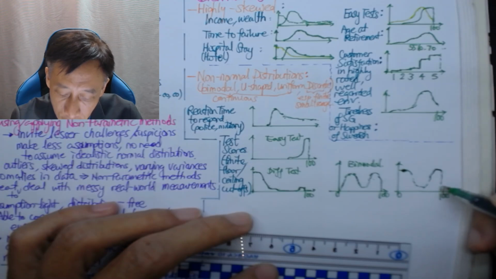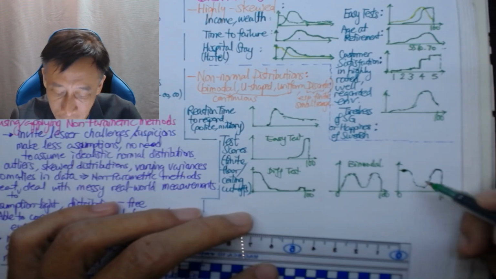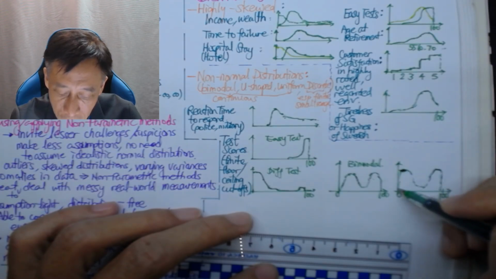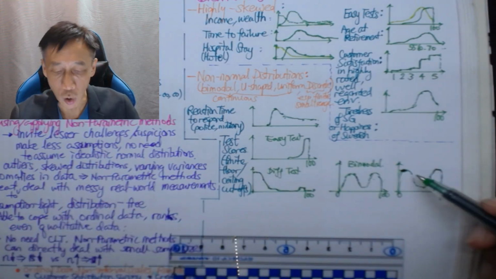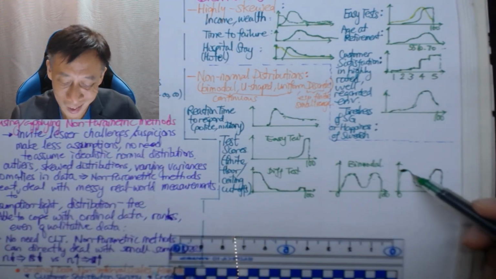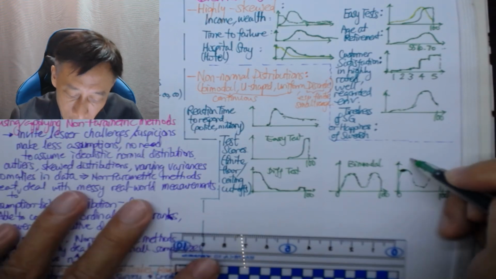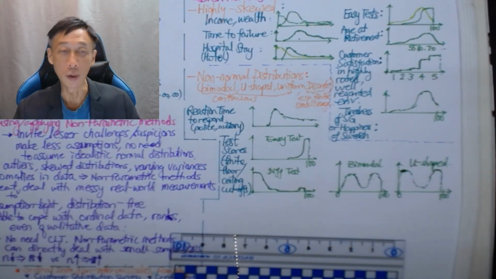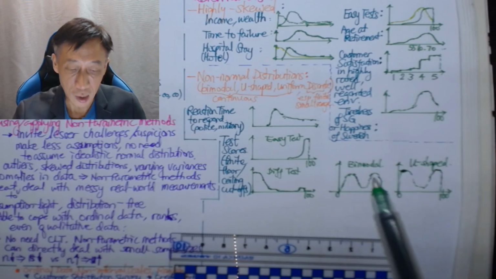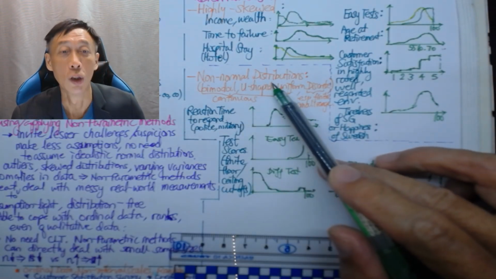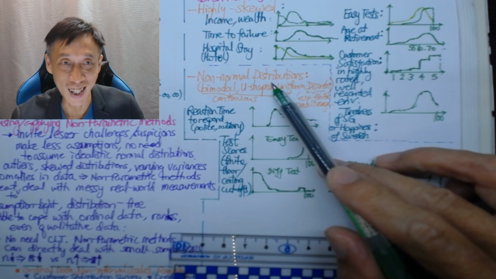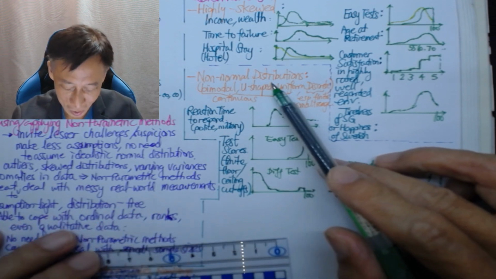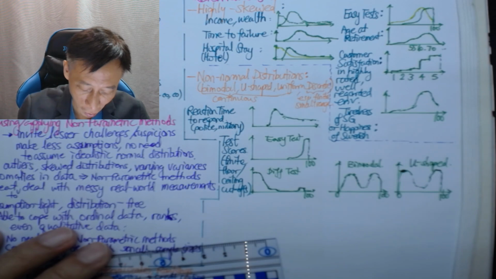A U-shaped curve, of course, has a cliff downwards here, maybe a cliff downwards here. You can call it bimodal, but when this gap is wide, then it is U-shaped. So U-shaped or bimodal, the appearance will be not so good for parametric test users. So in other words, you want to be careful.